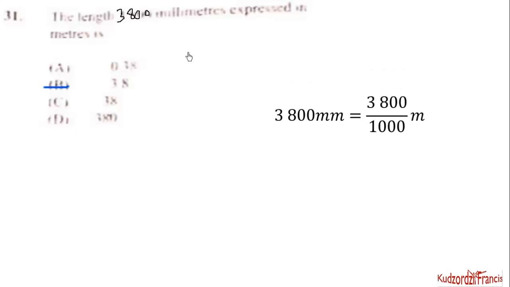Question 31. The length 3,800. Sorry for how blurred the paper is. That is why I keep reading it. 3,800 millimeters expressed in meters is, so you know that to convert from millimeters to meters, we divide by 1,000, and this will give us 3.8 meters. So the correct answer is 3.8. This is 3.8, which is option B.